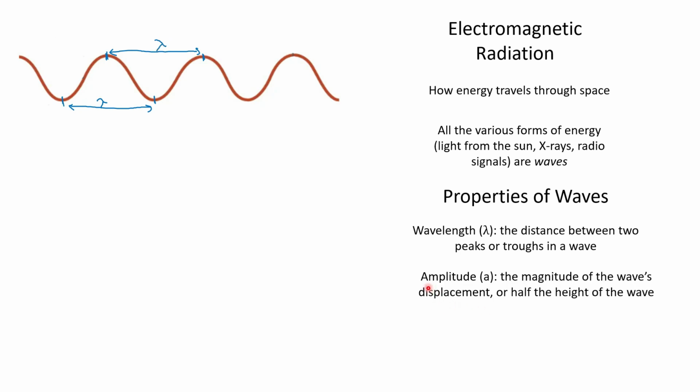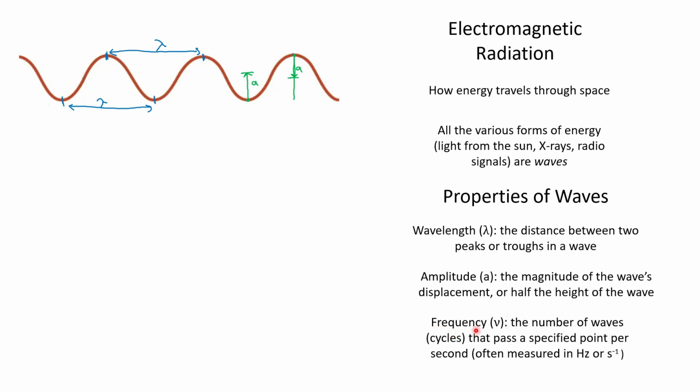The next property of waves is the amplitude, represented by an A, and this is the magnitude of the wave's displacement, or, which makes more sense, half of the height of the wave. So let me show this on our generic wave. So if our total height of the wave is from peak down to where the trough would be, amplitude would be half of that. So you could measure from peak down to halfway, or you could take from the trough halfway up, and that would also be the amplitude.